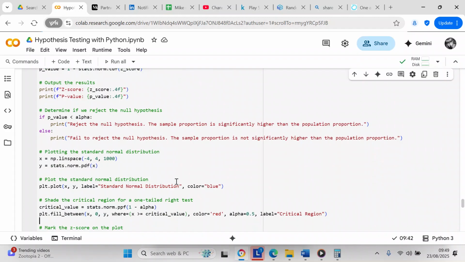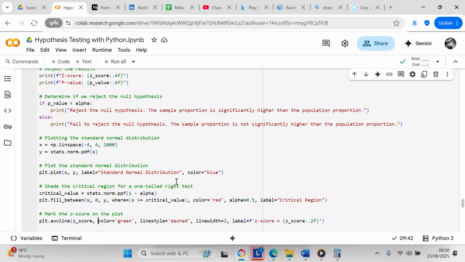Critical value equals stats.norm.ppf(1 minus alpha). So 1 minus alpha is 0.95. Norm is a normal distribution, and PPF is the percent point function. And plt.fill_between(x, 0, y, where x is greater than or equal to critical value, color='red', alpha=0.5, label='critical region').